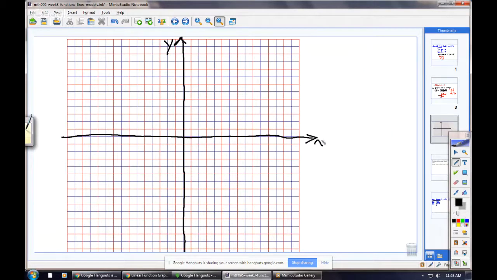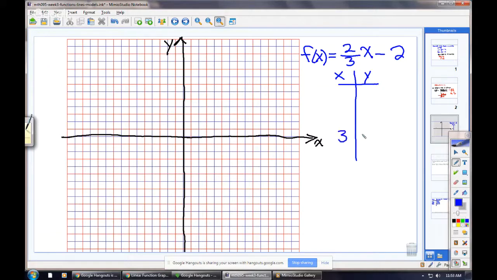To graph, you need some points. So we're going to graph that function I just had a moment ago: f of x equals 2/3 x minus 2. And one way to graph is by making a table for x and y. So I plugged in 3 earlier, so I'll put that down here. I have 3 and 0.